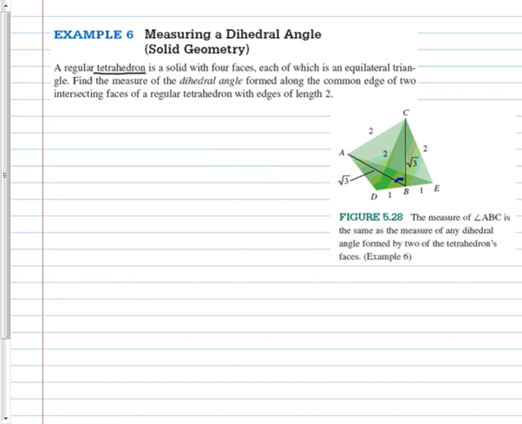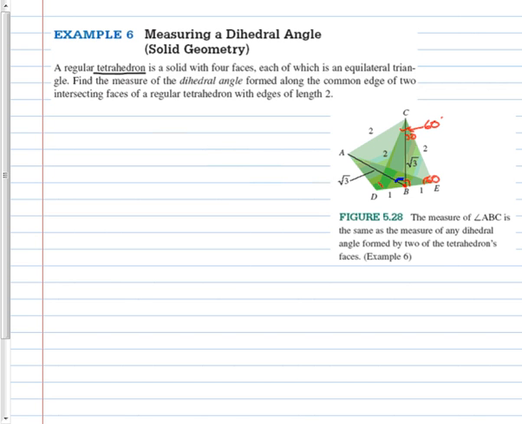Angle formed along the common edge of two intersecting faces. So they have given us 2 as the length of each of the edges of these equilateral triangles that we have. So if it is 2, an equilateral, I know that all of the original angles in this one face right over here are all 60 degrees. It's an equilateral triangle, which is also an equiangular triangle. So if I bring a line right down the middle here, I've just divided that 60 in half, and so I have a 30, 60, 90 triangle.